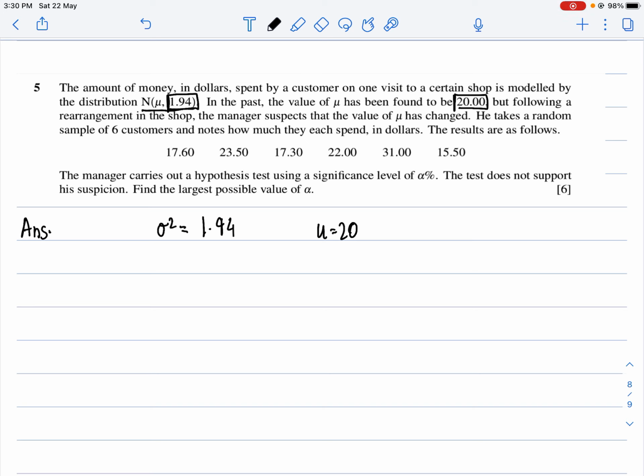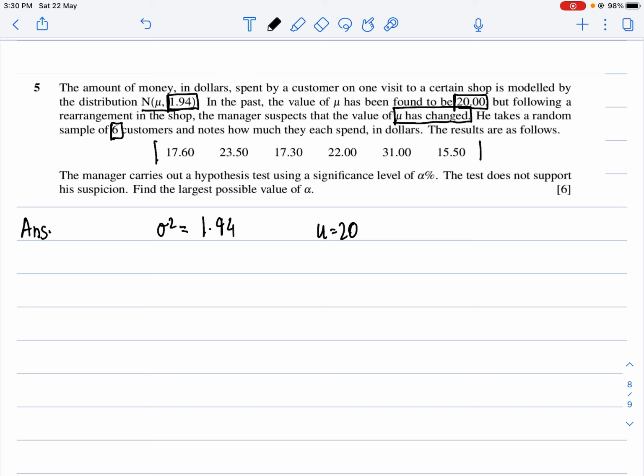But following a rearrangement in the shop, the manager suspects that the value has changed. So this is neither a decrease nor an increase in the value. He's just saying the value is different now. He takes a random sample of 6 customers and notes how much they spend. So these are basically the readings.